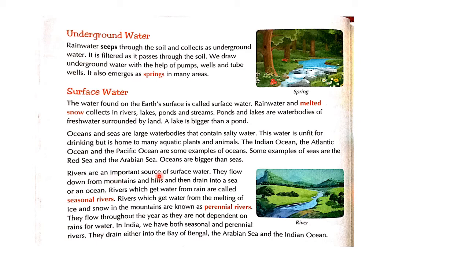Rivers are an important source of surface water. They flow down from mountains and hills and then drain into a sea or an ocean. So here you see, rivers are an important source of surface water. They flow down from the mountains and hills, and they drain into a sea or an ocean.